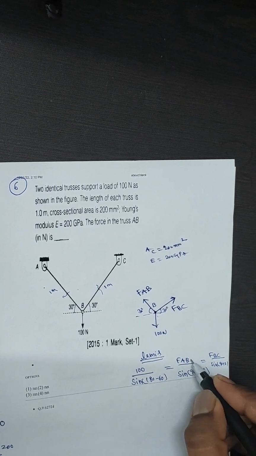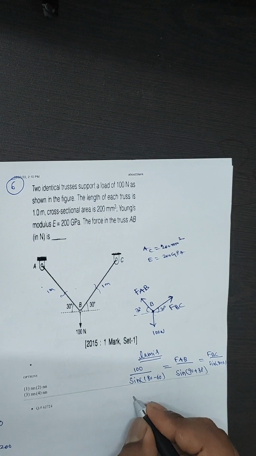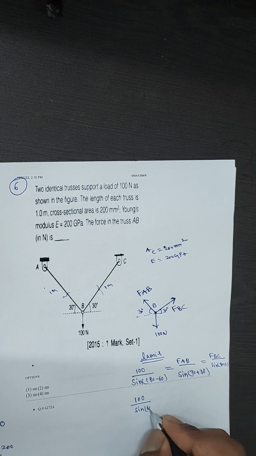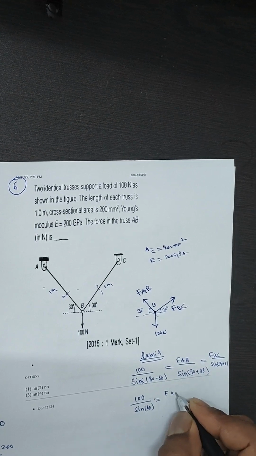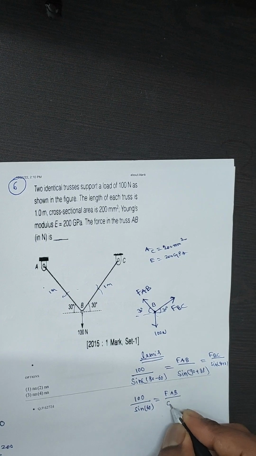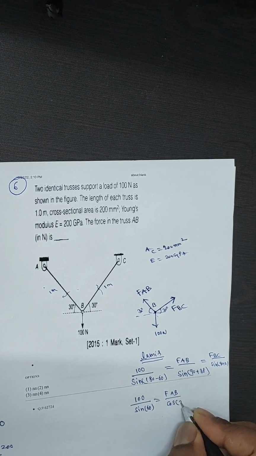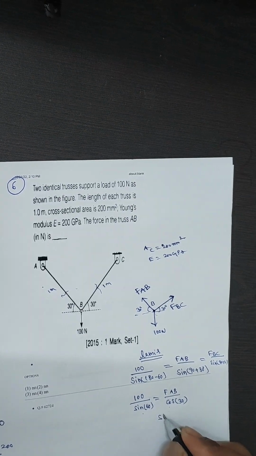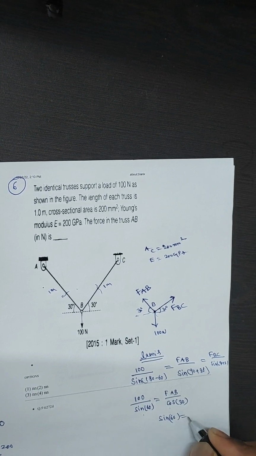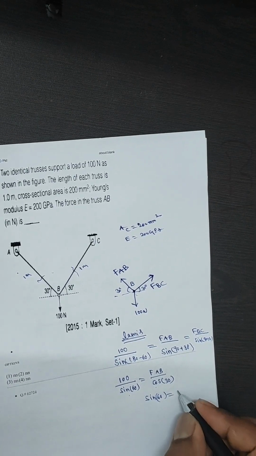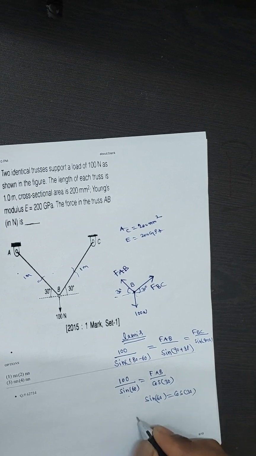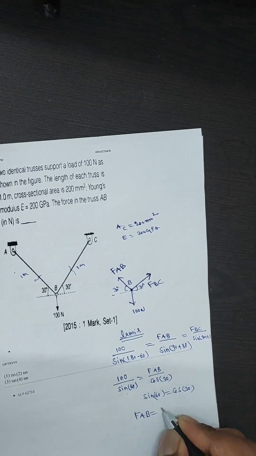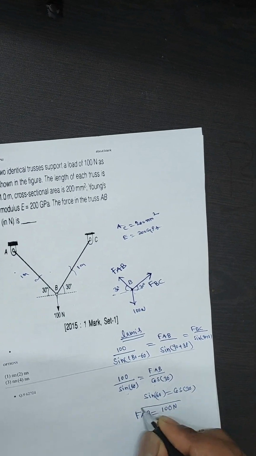He is asking only for FAB, so we will focus only on these two forces. 100 by sine of 180 minus 60, which is nothing but sine 60, equals FAB by sine of 90 plus 30, which is nothing but cos 30. We know that sine 60 is equal to cos 30, so these two get cancelled. So FAB is equal to 100 newtons.